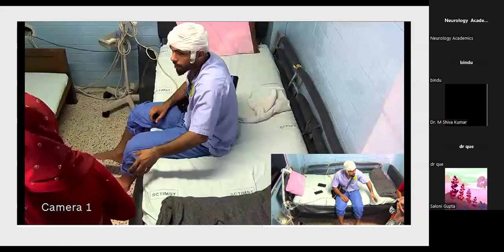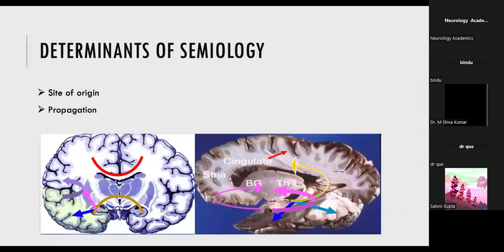Now, coming to the determinants of semiology of temporal lobe epilepsy. As we know, the semiology depends upon the symptomatic zone, based on the areas involved. It depends upon the site of origin and the other areas involved.